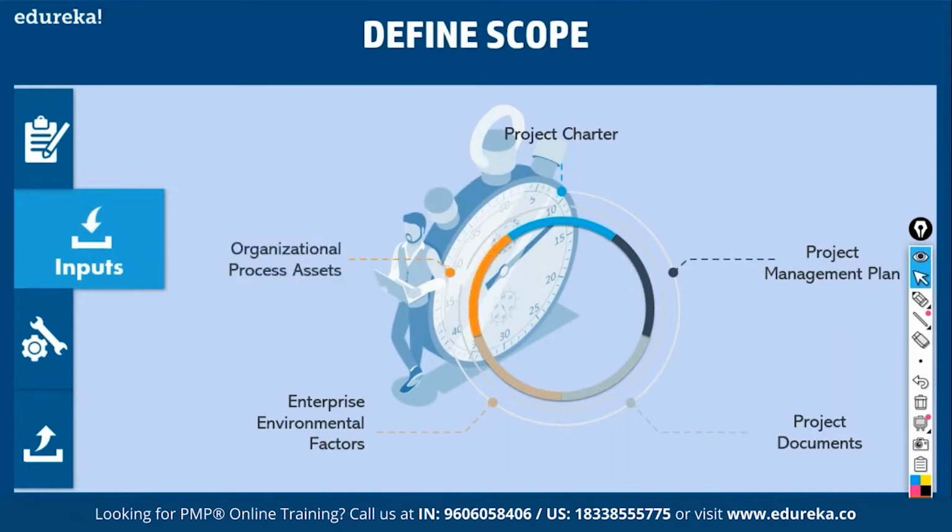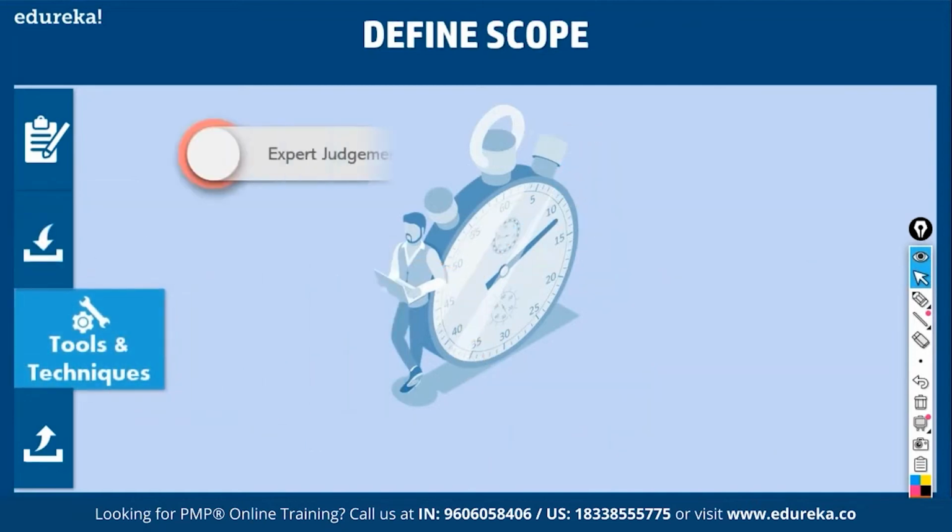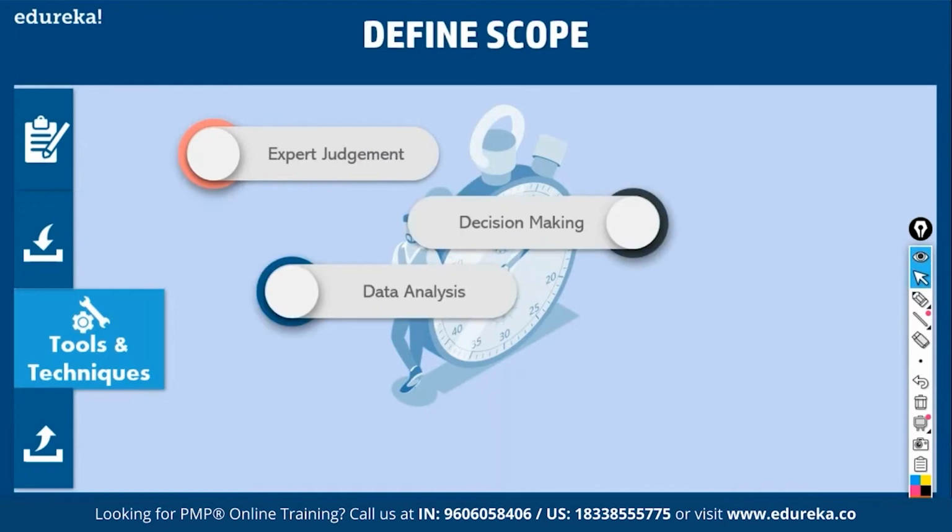Then organizational process assets: policies, procedures, templates for scope management, and project files from earlier projects. All these will help you in defining scope. Fine. So let's go to tools and techniques. Again, we have the same expert judgment. So what type of expertise do you require? Expertise in defining scope. Then decision making, data analysis, interpersonal and team skills.